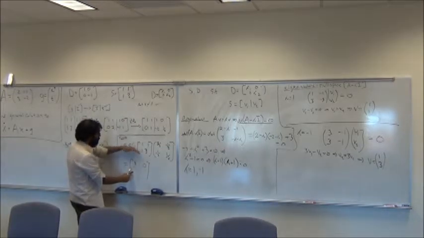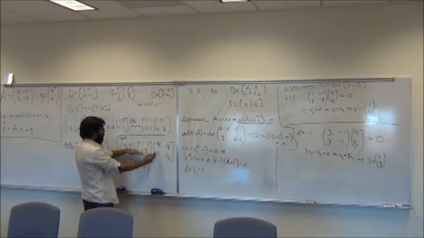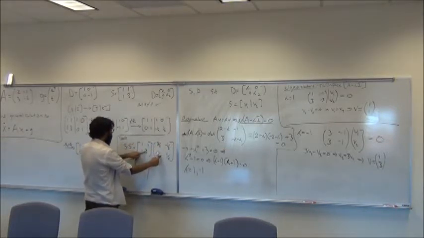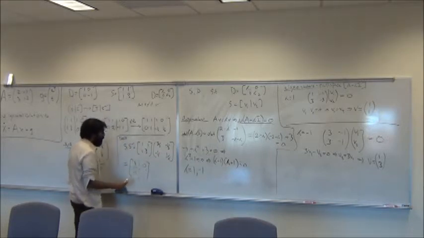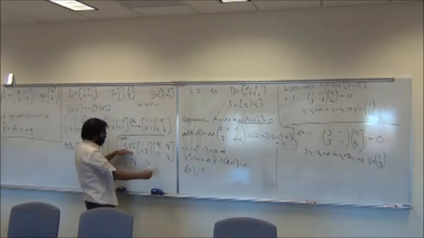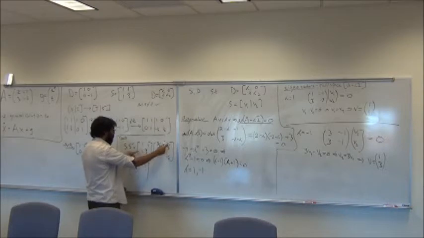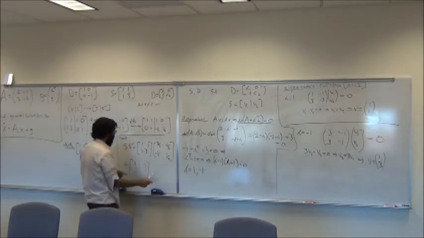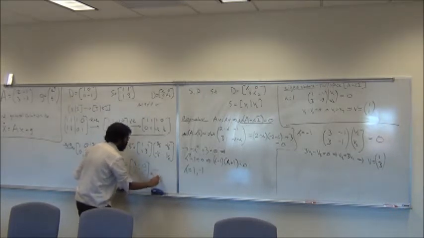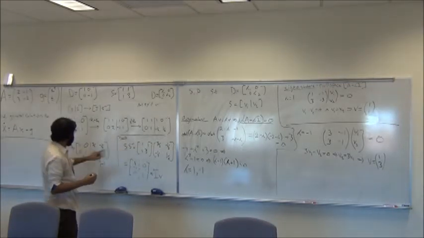This element right here becomes the bottom row here times the first column. So that becomes 3 halves minus 3 halves, so that's 0. And this one right here is the second row times the second column, that becomes minus 1 half plus 3 halves, so that's just 1. And so that gives us the identity. Great. So now we have S, and we have S inverse is this matrix.